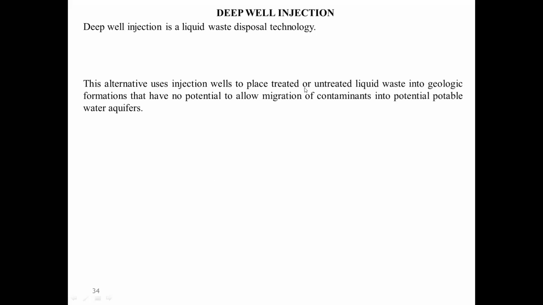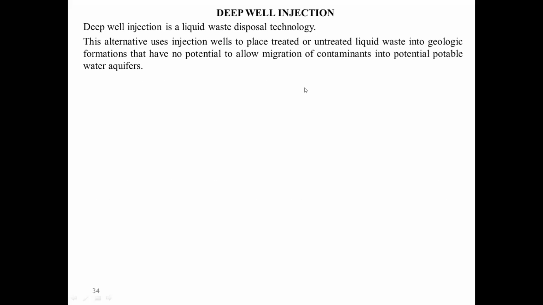So when we're talking about a deep well injection, we are injecting the waste to a much greater depth, right? Deep well injection is basically a process wherein we are disposing a liquid waste, or we are converting the waste into a liquid form by incineration or by burning it at a high temperature. Then we inject it to a very deep depth.